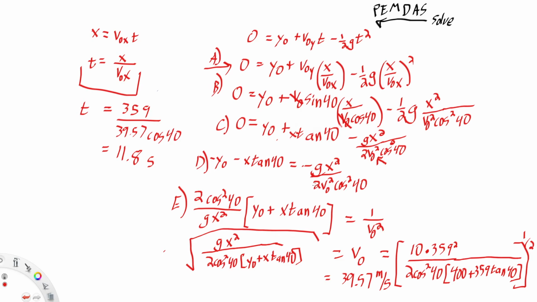And since the 2 cosine squared 40 was in the denominator, to get it off of the right-hand side, we had to multiply it. And so when we multiplied both sides by 2 cosine squared 40, we end up with a 2 cosine squared 40 in the numerator. Cool.